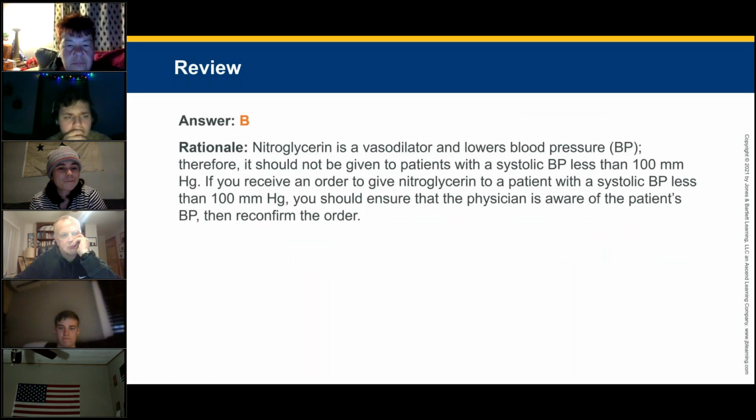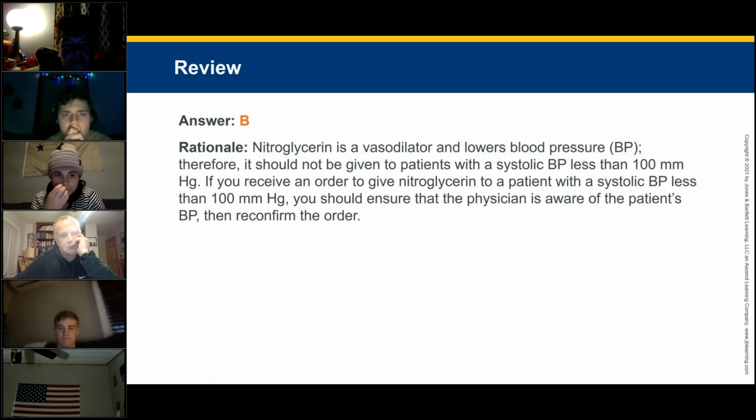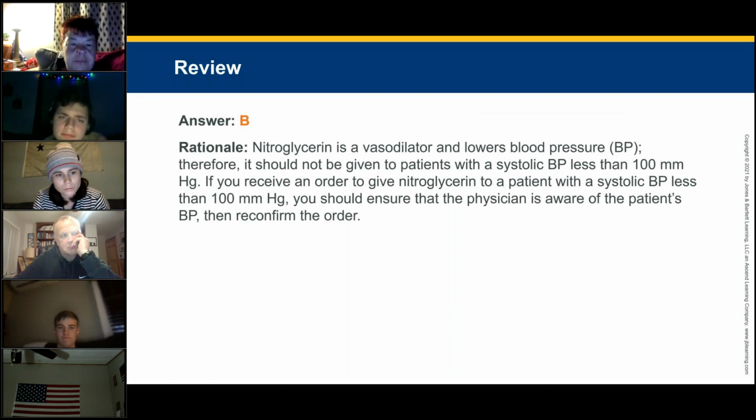All right, we're a little skewed on this one. The answer is B. Repeat the patient's blood pressure to the doc and reaffirm that they still want you to administer the medication. So, nitroglycerin is a vasodilator, which means it lowers your blood pressure. We don't give it to patients who have a systolic blood pressure less than 100. This patient was less than 100, therefore they do not qualify for nitroglycerin.